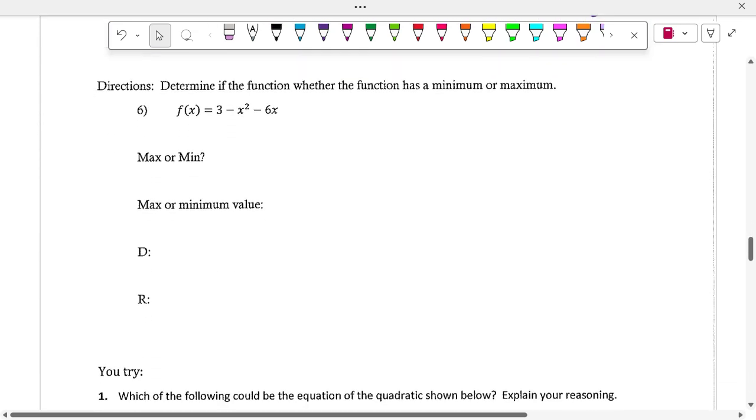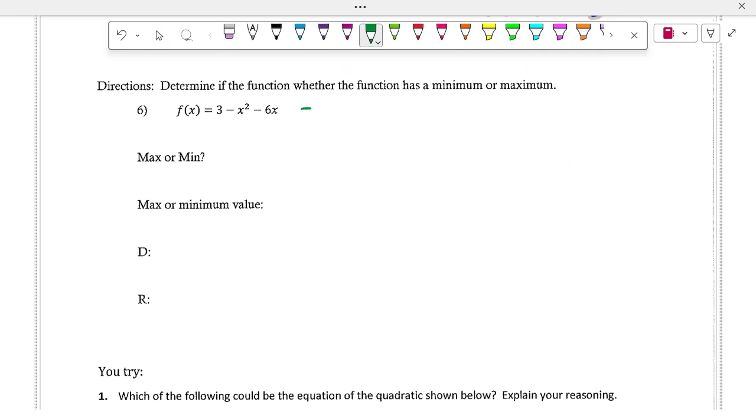All right. So now, number 6. First off, before we do anything answering, what should I do with my function? Put it in standard form. What would it be in standard form? Good.